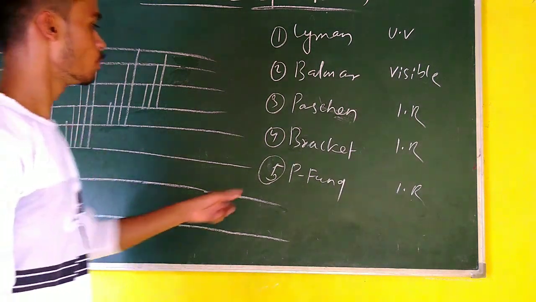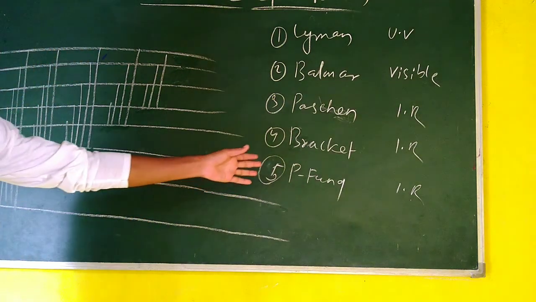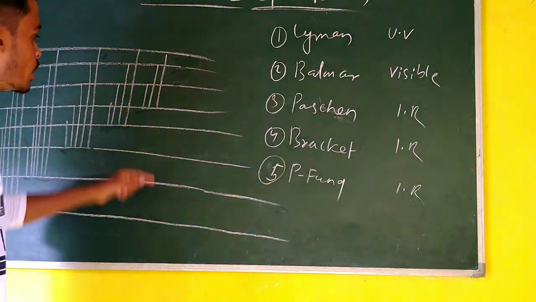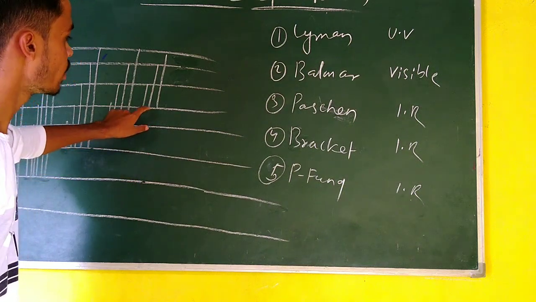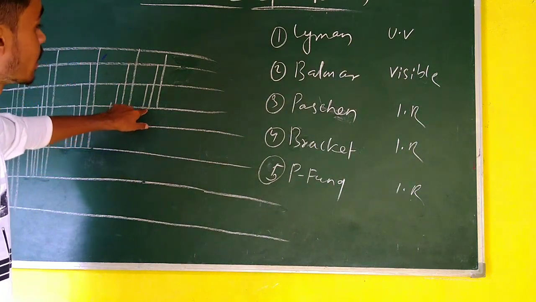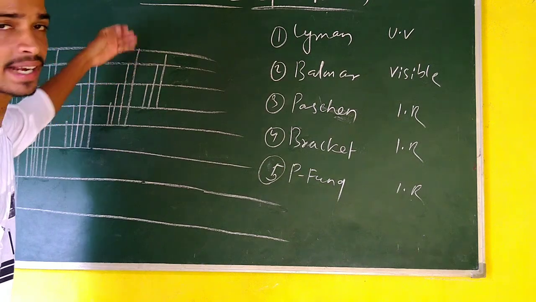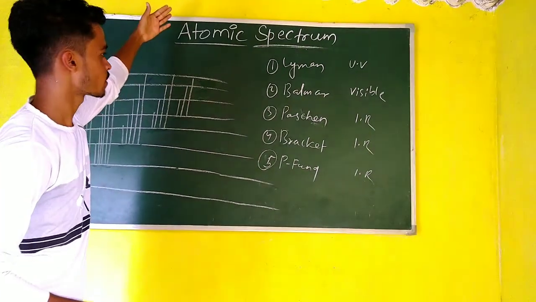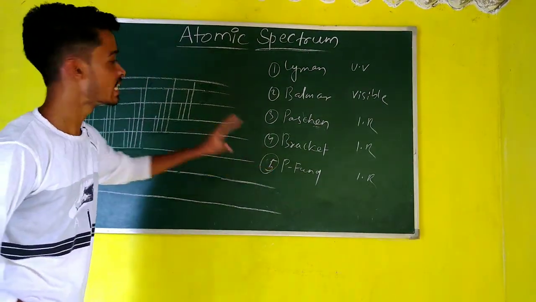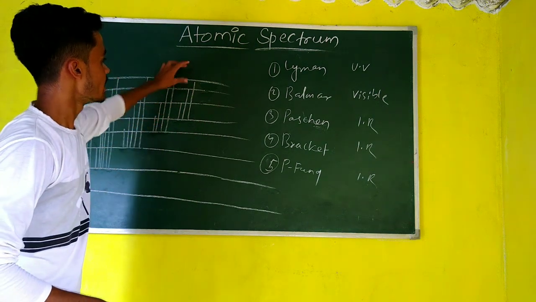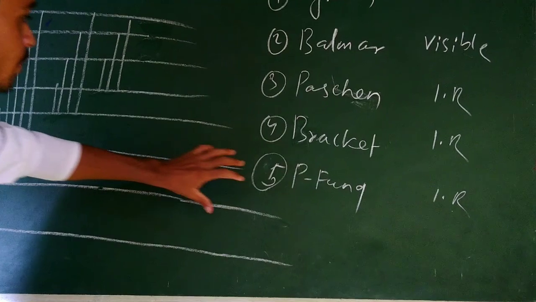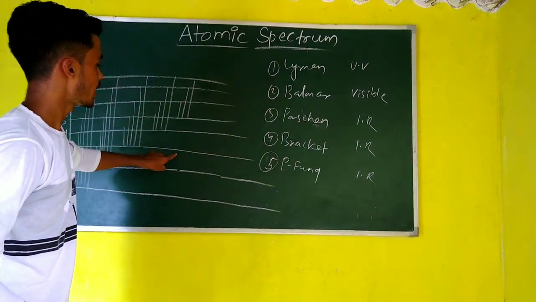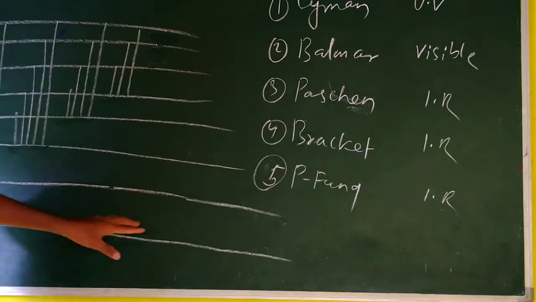Okay, then comes the Pfund series. In the Pfund series, n1 equal to 5 and n2 equal to more than 5, which means 6, 7, 8, 9 up to infinity. Students, in the Pfund series, electrons jump from any energy level to the fifth energy level, and in the case of the Pfund series, n4, n3, n2, n1 are silent.